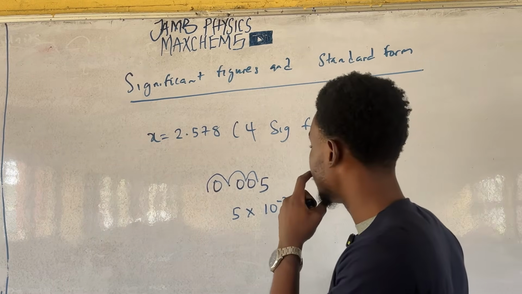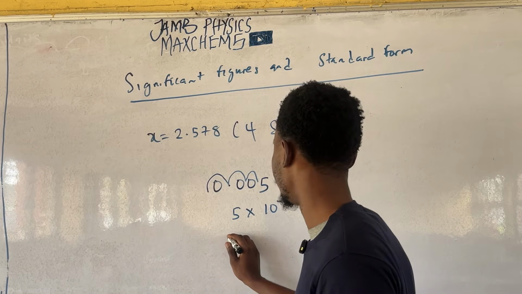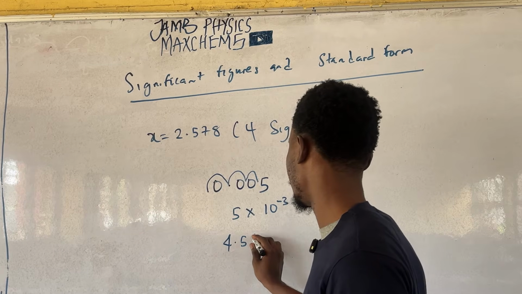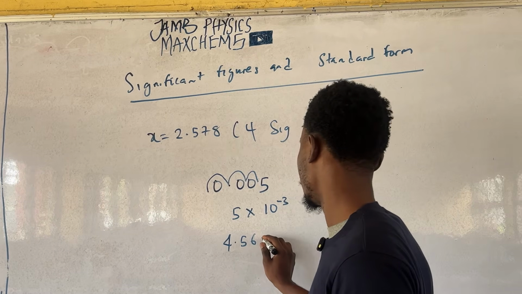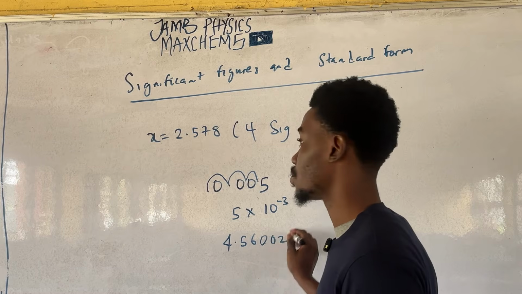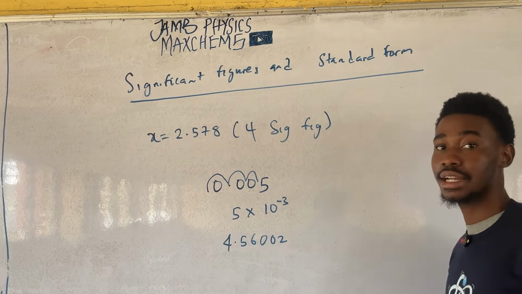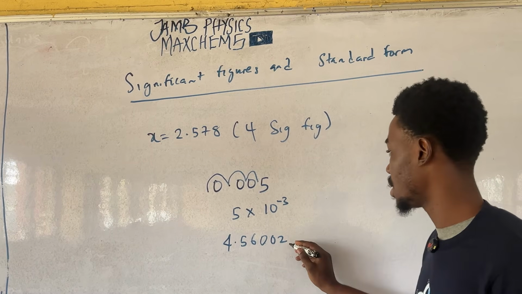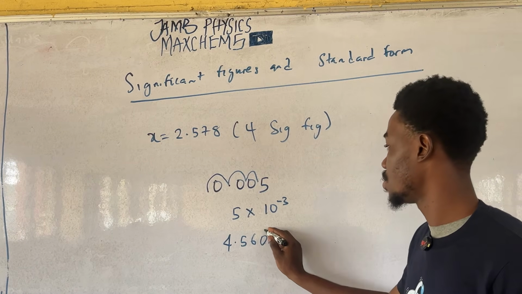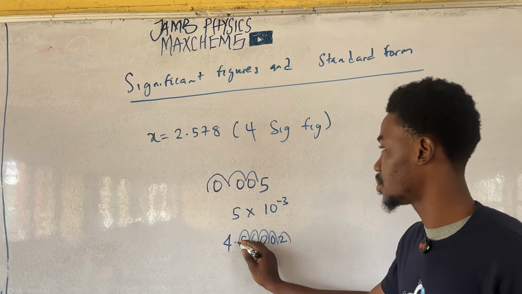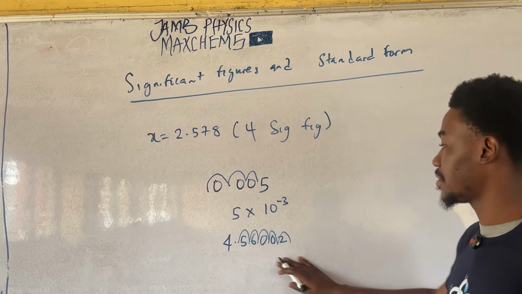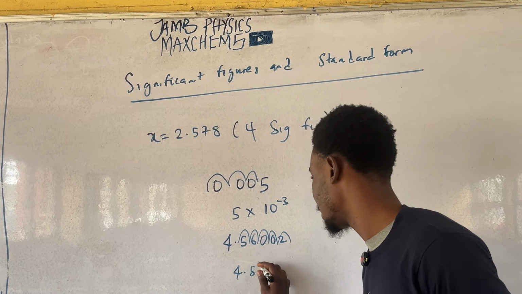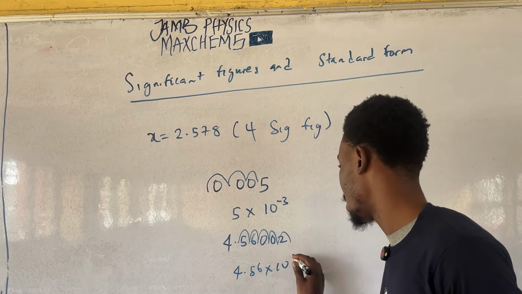Another example would be, let's say we have 4.56002, and I want to write this in standard form. Now you count from the right. You can choose to count it that way and say 1, 2, 3, 4, 5. You stop at the decimal point. So we have 5 here. Now you can write it as 4.56 times 10 to the power 5.